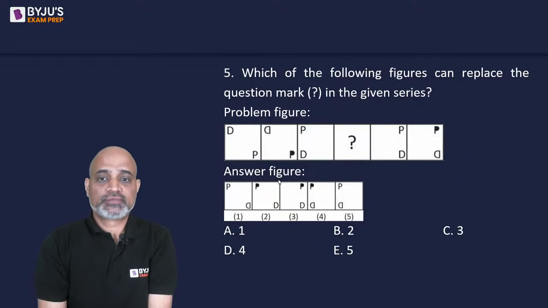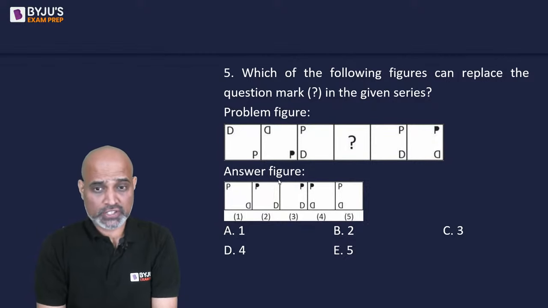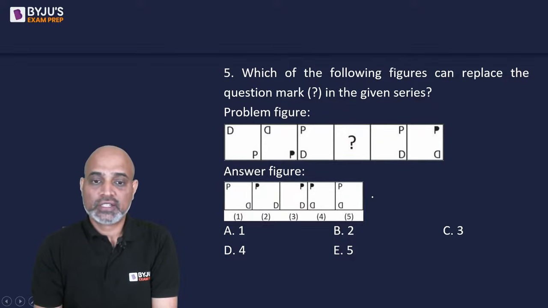Next one. Again, we have 6 figures, out of which one of the figures is missing. We need to find out which out of the 5 given option figures will replace that question figure. So we have D and P, then we have DP, then we have PD, and then things are moving around.